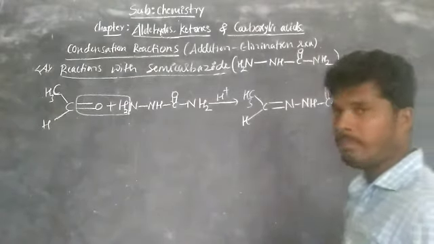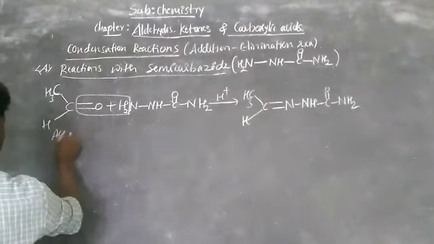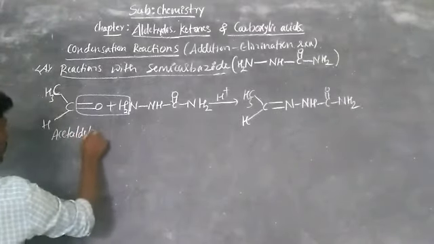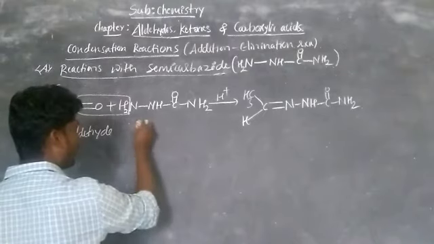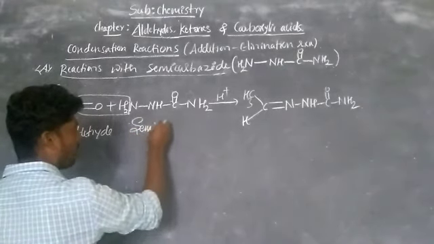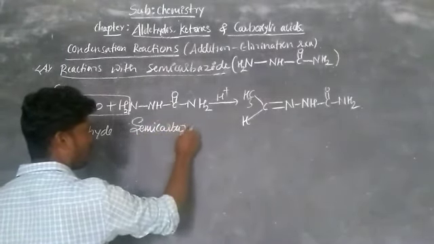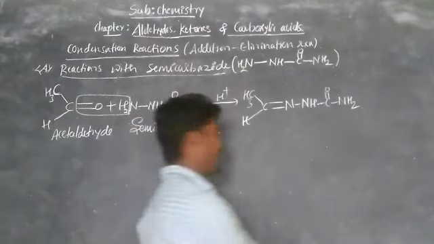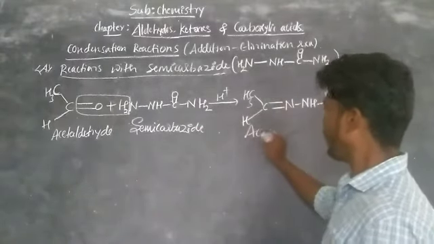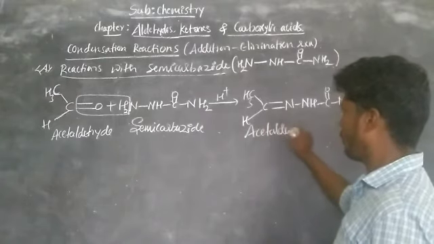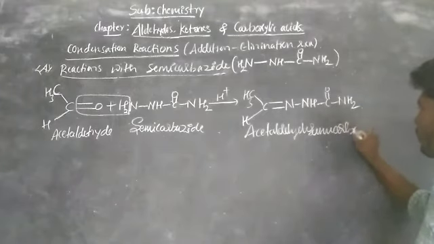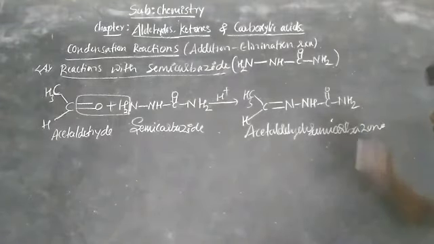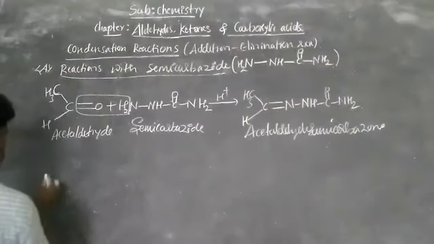So what is its name? This is acetaldehyde and its name is semicarbazide. So what you get by adding those two is acetaldehyde semicarbazone. Okay. Similarly, write some ketones.